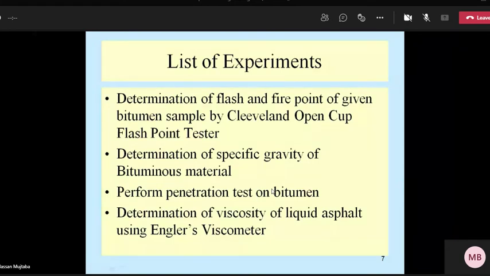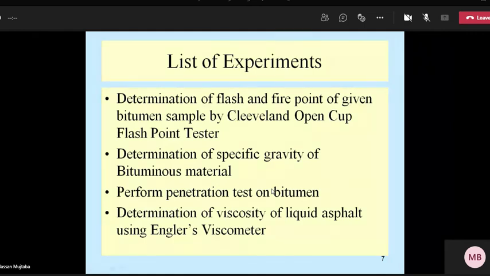I told you yesterday also, bitumen or asphalt, they are one and the same thing. Bitumen is normally used by the British, and Americans use the word asphalt or asphalt cement. Naturally available bitumen also exists, but what is currently used is the byproduct of the petroleum refinery. So from Attock refinery or Karachi refinery we get the bitumen which is used for road construction.